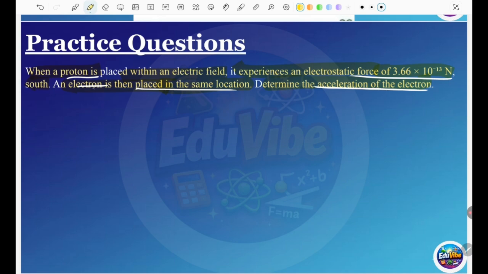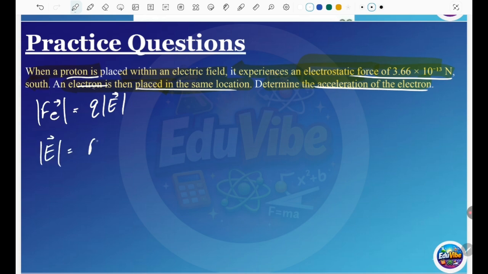For this type of question, we first focus on the proton. We have the proton's electrostatic force, and if we find the electric field from it, we can find the electron's acceleration. So how can we find it? Firstly, we have to find the electric field of the proton. The electrostatic force is equal to Q times the electric field, so the electric field is equal to Fe divided by Q.